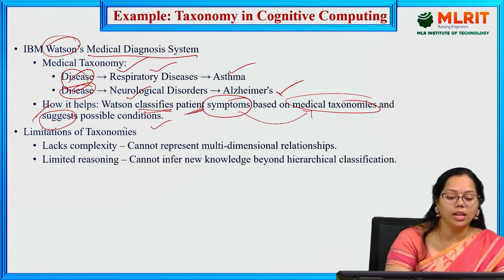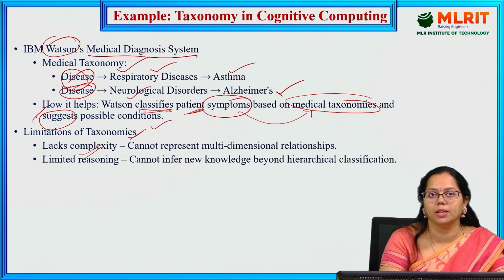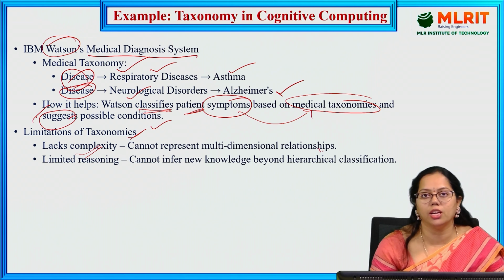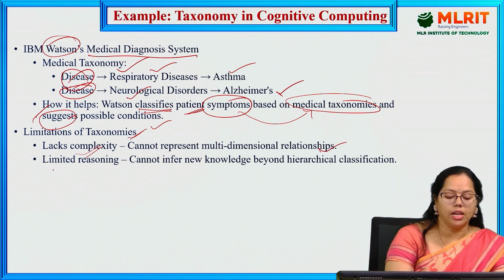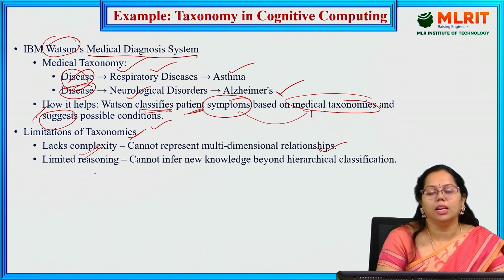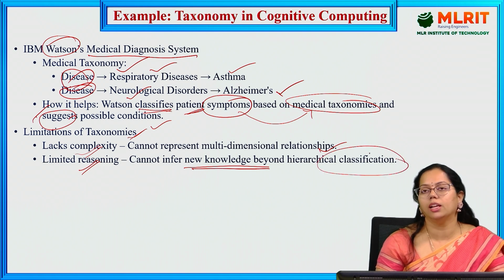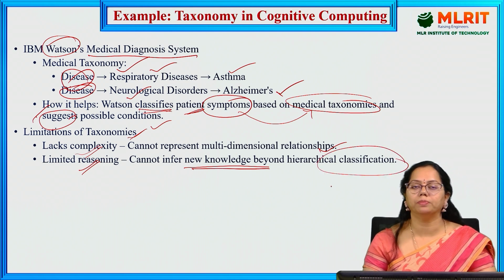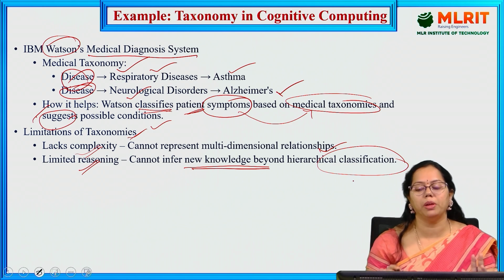Next, what are the limitations of taxonomies? It lacks complexity. It cannot represent multidimensional relationships. What are the limited reasoning for it? It cannot infer new knowledge beyond hierarchical classifications. It cannot infer new knowledge. You cannot take any new knowledge beyond the hierarchical.